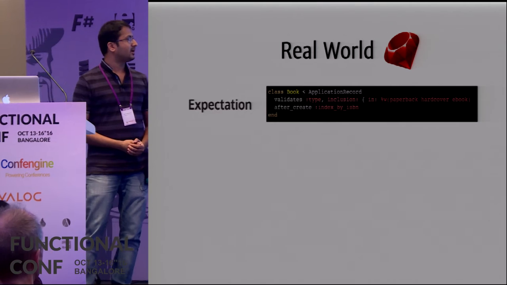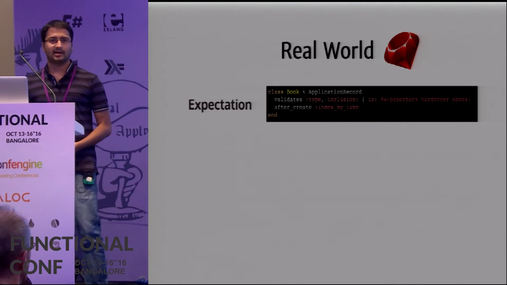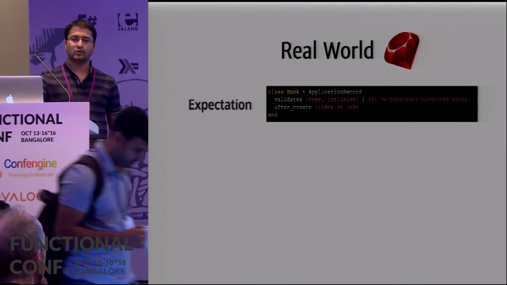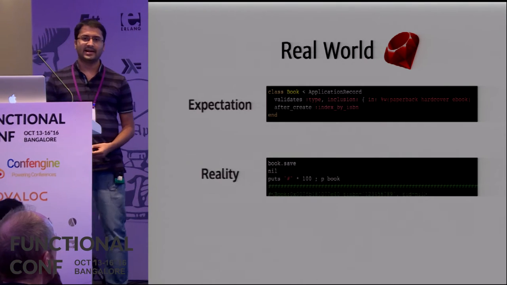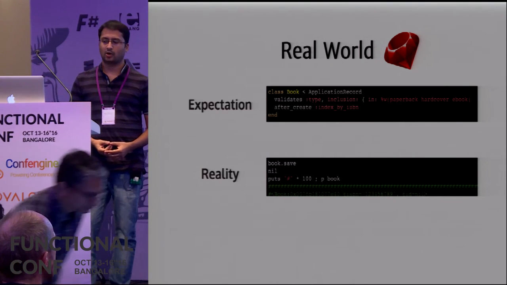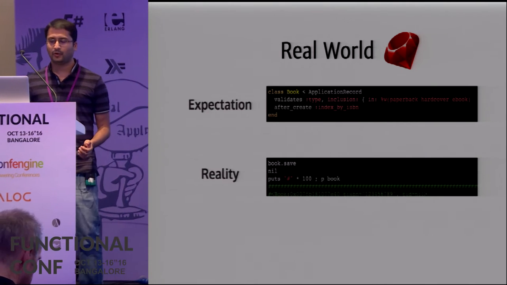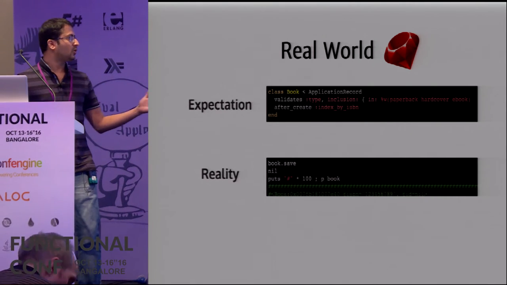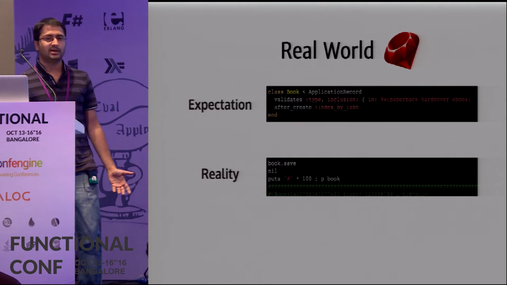So the dynamic programming world is no different either. With Ruby's metaprogramming, you expect to see code that reads like English sentences like this. But most of the time, you're writing tests which should have been checked by the compiler, or you're writing put statements for doing debugging, or you're just wondering where that magic method index by ISBN came from.